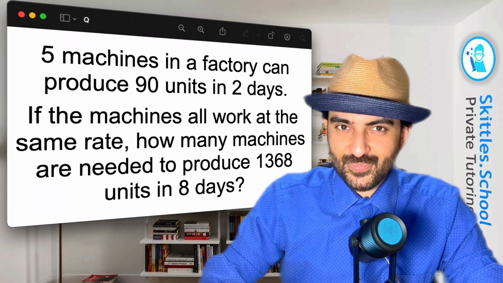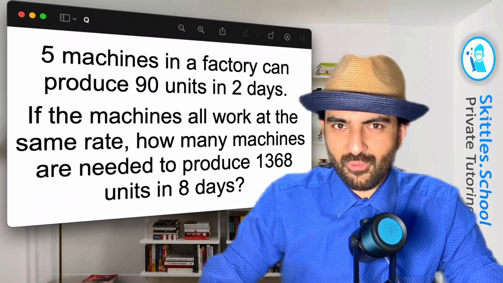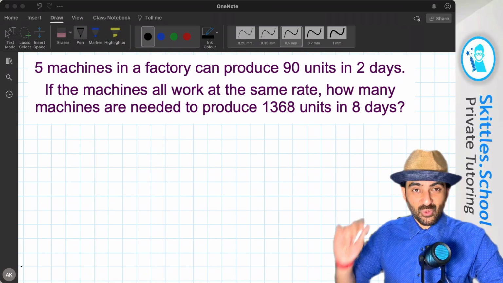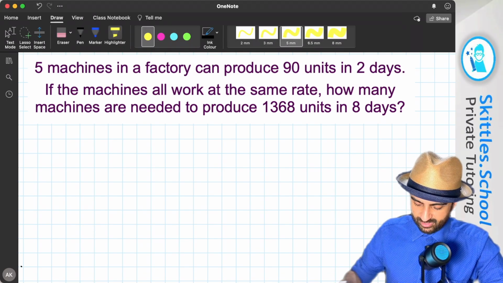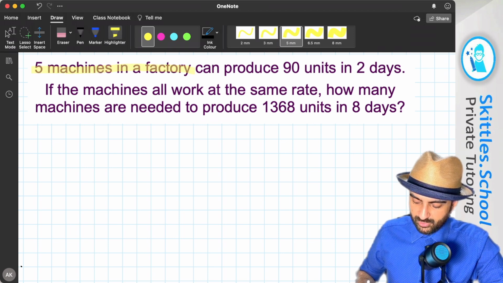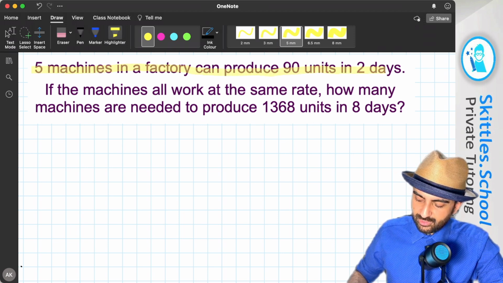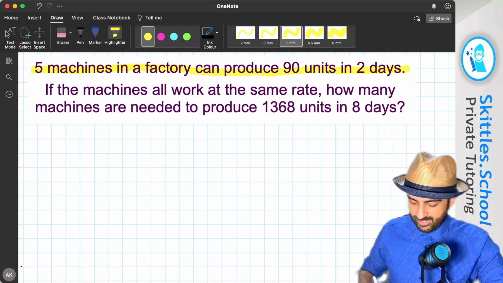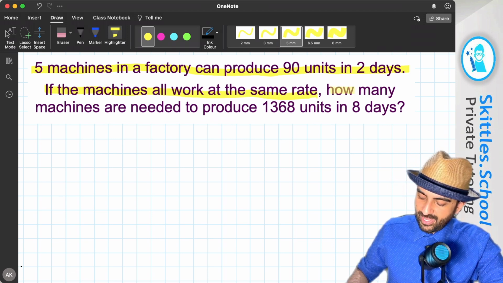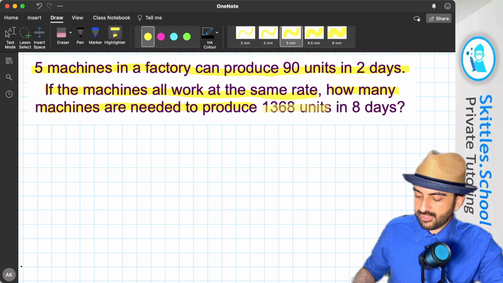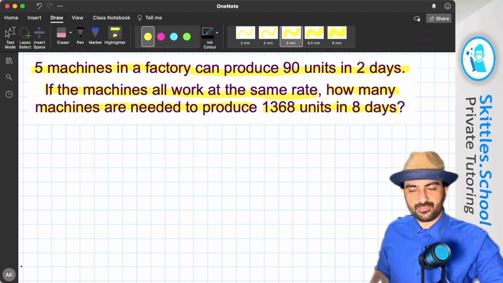So, let's jump in and see if we can solve this question. So here's the question on my virtual whiteboard. Now the question states that 5 machines in a factory can produce 90 units in 2 days. If the machines all work at the same rate, how many machines are needed to produce 1,368 units in 8 days?